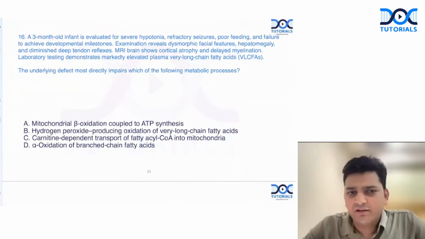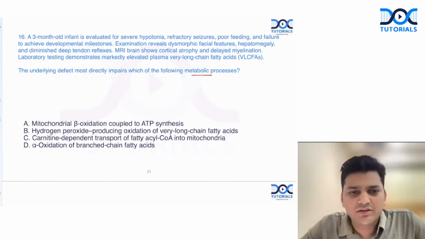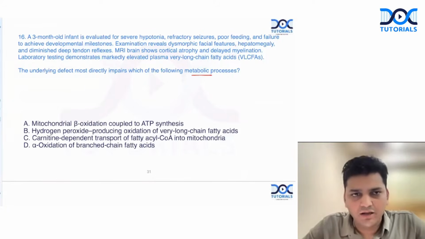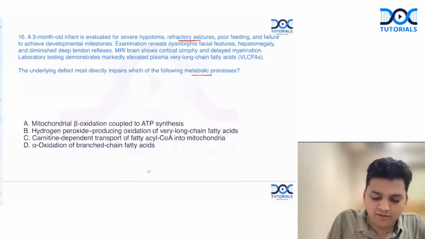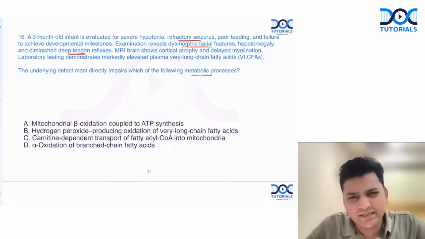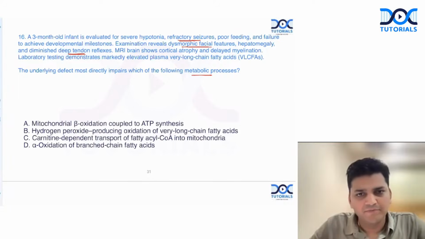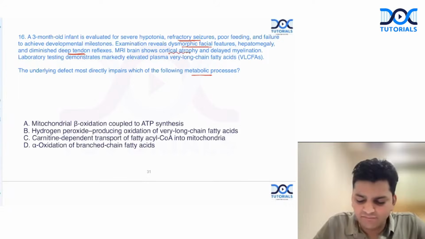The underlying defect most directly impairs which of the following metabolic processes? Which metabolic process is not happening? A 3-month-old infant presenting with hypotonia, refractory seizures, there is some problem with the brain, poor feeding, failure to thrive, delayed milestones, dysmorphic facial features, hepatomegaly, diminished deep tendon reflexes, there is some problem with the brain for sure. MRI shows cortical atrophy, delayed myelination, and many things were there.